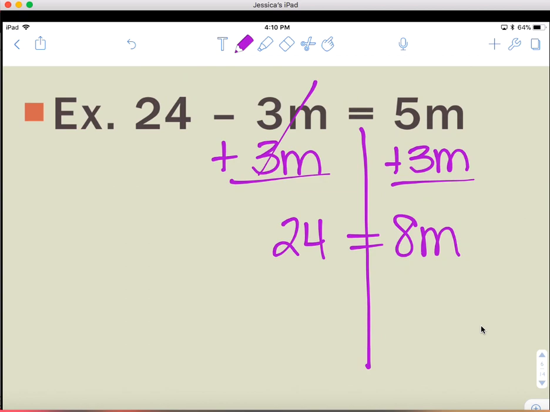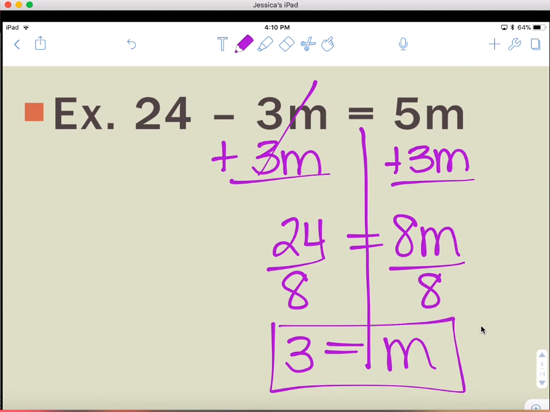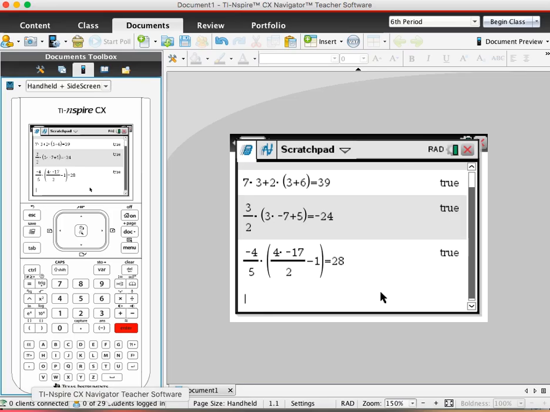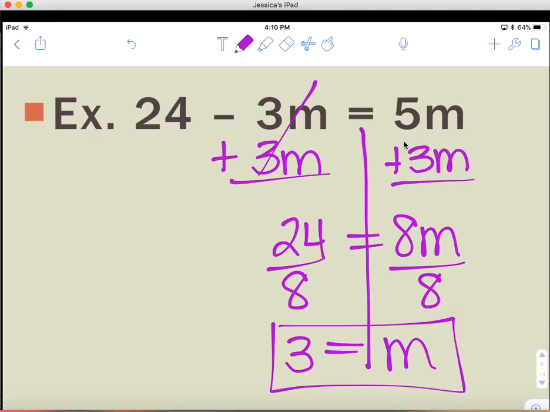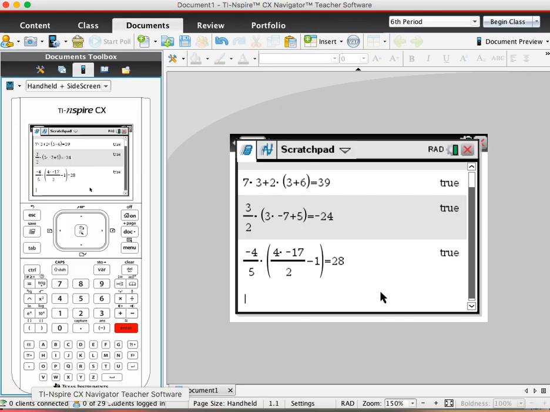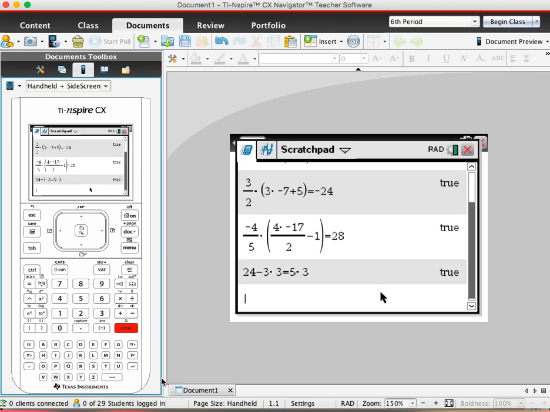Now we're back to our one-step equation. To get m by itself, I need to move the 8 to the other side. The opposite of multiplying by 8 is to divide by 8. So my final answer is m equals 3. The best part about this kind is, again, you can just check this in your calculator. I'm going to type in the original equation, but instead of putting m's, I'm going to plug in 3 as my answer. So I have 24 minus 3 parentheses 3 equals 5 parentheses 3. When you do this and hit enter, the calculator tells us that that is true.